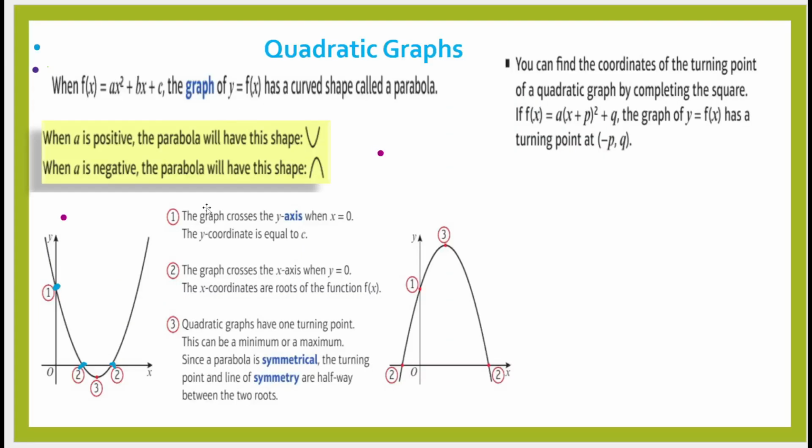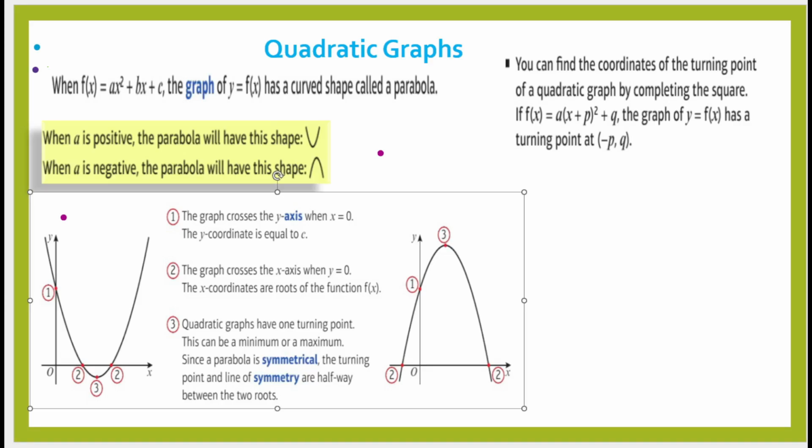Next, quadratic term. The graph has a curved shape, a parabola. A parabola will have two different shapes according as a is positive or negative. Now in the given graph, point 1 represents the crossing of the y-axis. It is obtained by taking x as 0. The points 2 represent the crossing of the x-axis, which is obtained by taking y as 0.